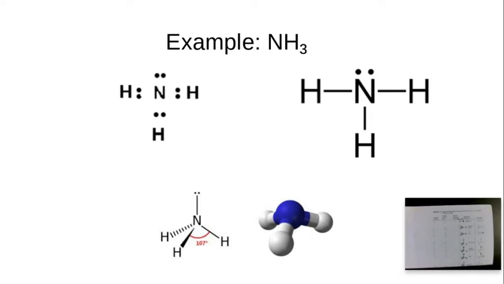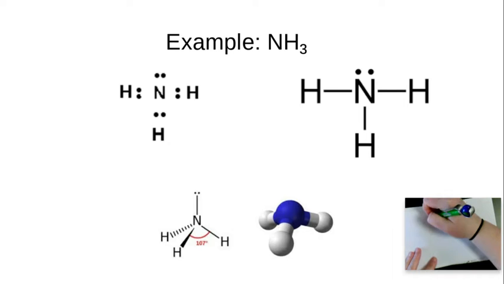So, for example, we have ammonia, NH3. The way I do it on the sheet of paper is I just write each element by itself first. So like nitrogen. Nitrogen is in group 15 on the periodic table, and so it has 5 valence electrons: 1, 2, 3, 4, 5. And then there are 3 hydrogens. Each one is in group 1, meaning it has 1 valence electron.